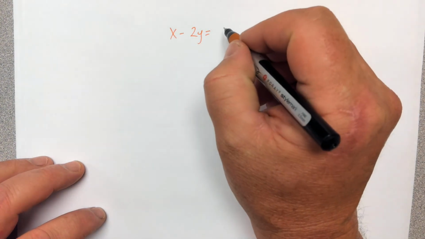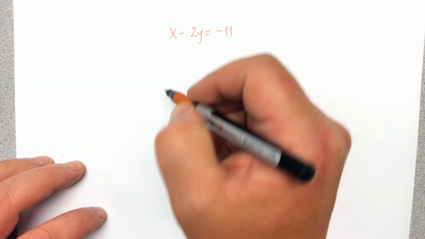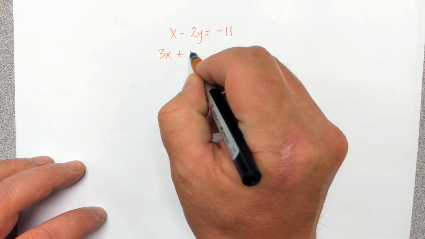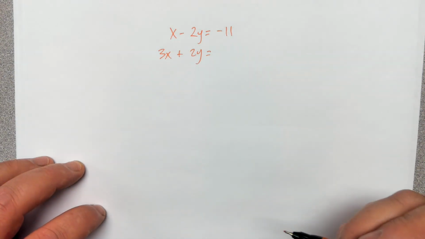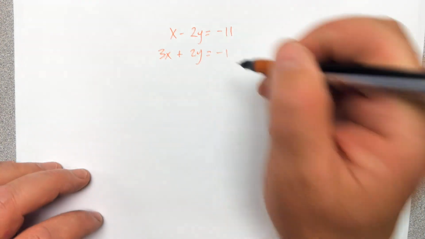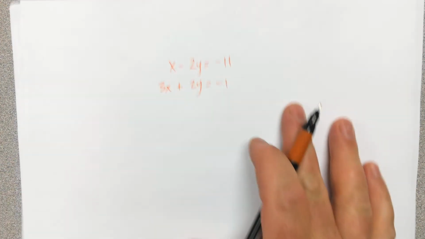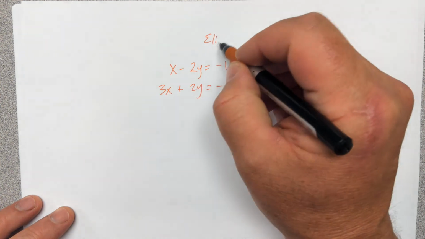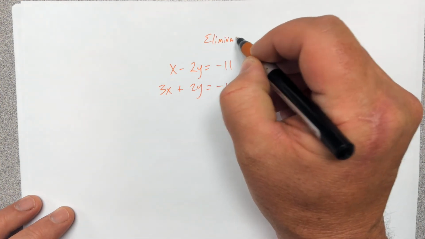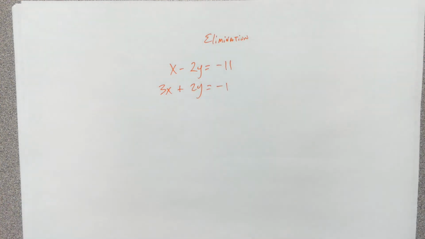x minus 2y is equal to negative 11. 3x plus 2y is equal to negative 1. So we're going to try elimination.